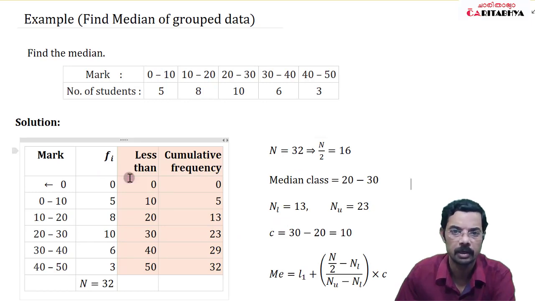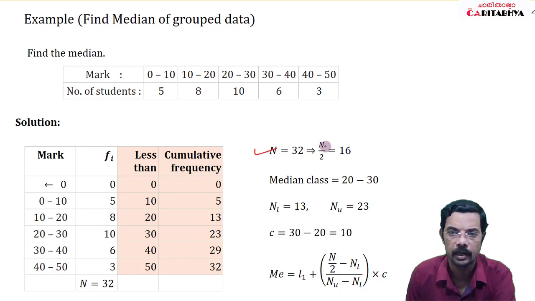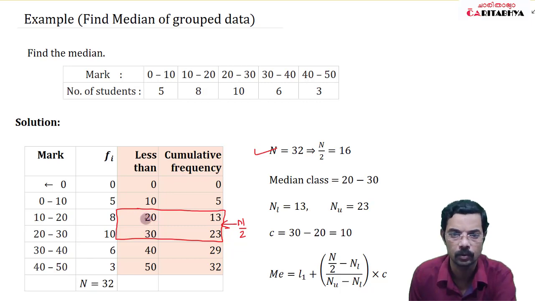So the table is ready, and here we have found N by 2 is equal to 16, and 16 lies between 13 and 23. Therefore it lies here, so I am focusing on these two columns, and the median class will be 20 to 30. Look here, this is 20 and this is 30. So the median class will be 20 to 30.